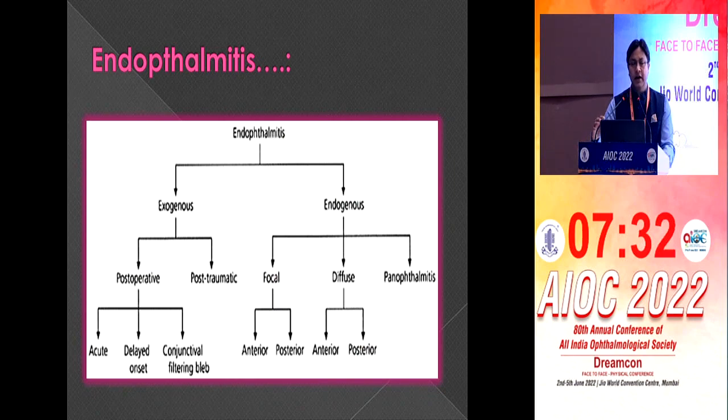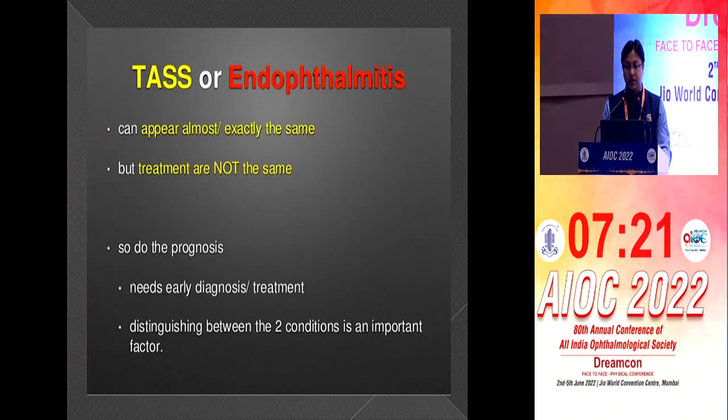Based on that, endophthalmitis is divided into different types, whether it is endogenous or exogenous, acute or delayed. This classification we all know, so I am skipping it. But TAS and endophthalmitis, again, what is the problem? The problem is that both can appear at almost the same time, after the same duration, but the treatment is not the same and the etiology is not the same. Clinical features mimic each other, but how to treat and the etiology are separate.